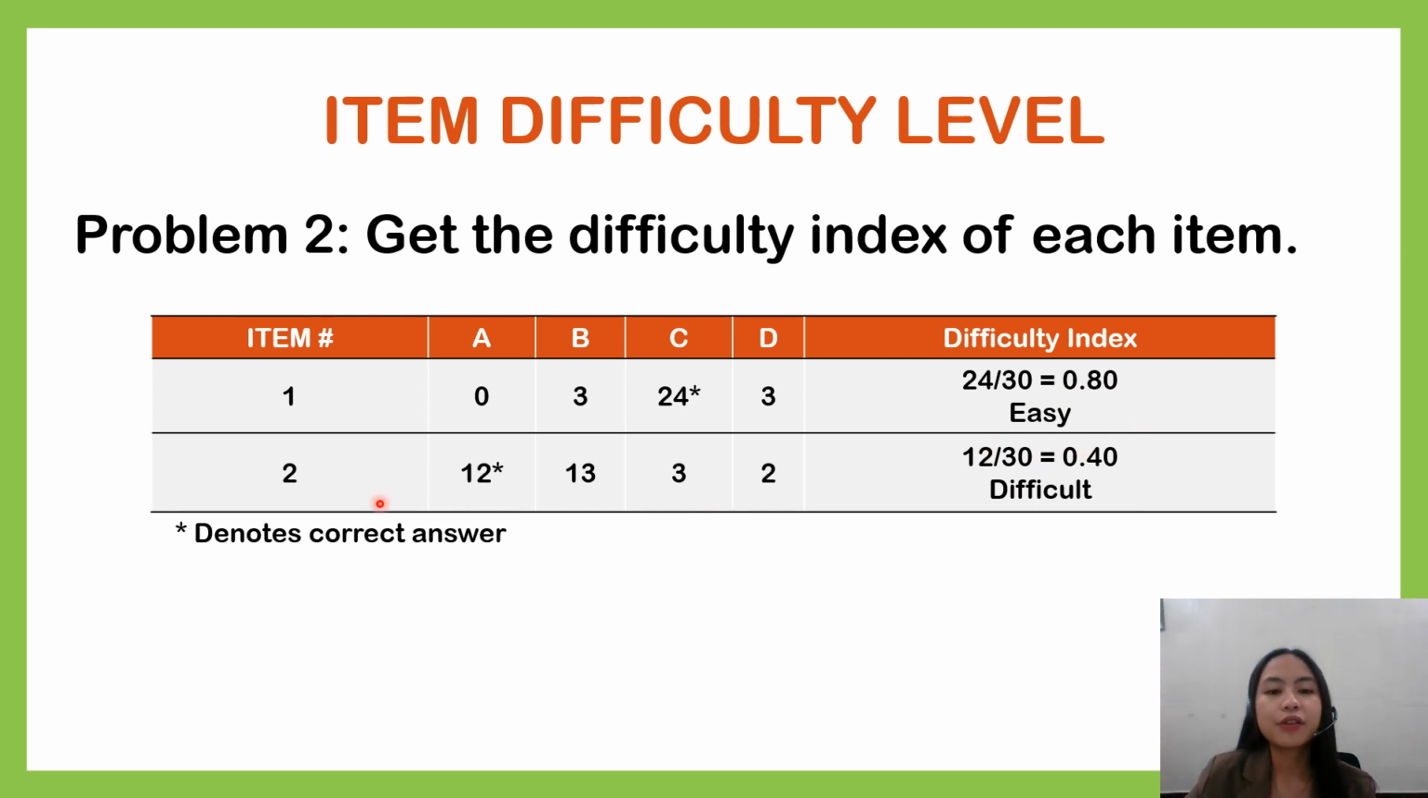Next, same with number 2, hahanapin natin yung correct answer, si letter A. So 12 ang mga nakatama. Then, we have 13, 3, and 2 na hindi makatama sa number 2. So, 12 divided by the total number of students who answered number 2. So, 12 divided by 30, that is equal to 0.40.